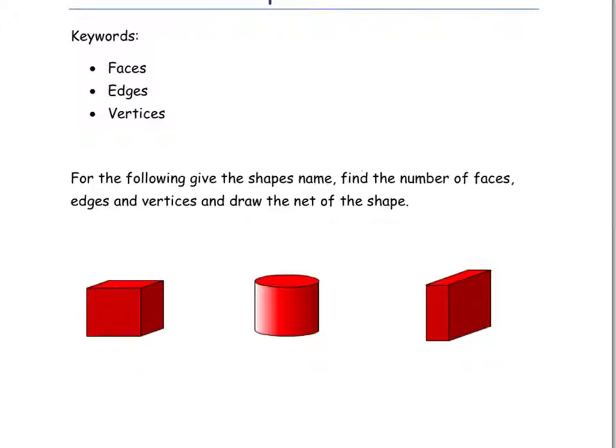Also, we're asked to draw a net. Now, a net is where the shape is folded out. So you're left with a 2D diagram of the 3D shape, whereas if you folded it all up, it'd go back to the 3D shape. Now, for some 3D shapes, there's more than one possible net, but I'm just going to draw one on this video for each diagram. So, for the following, give the shape's name, find the number of faces, edges and vertices, and draw the net of the shape.